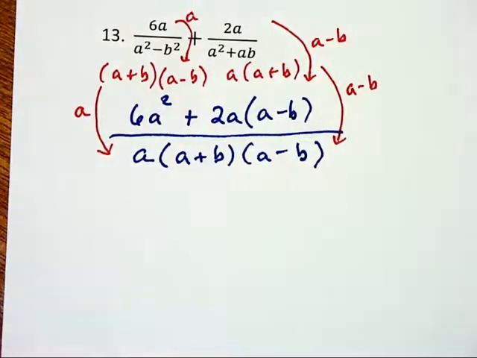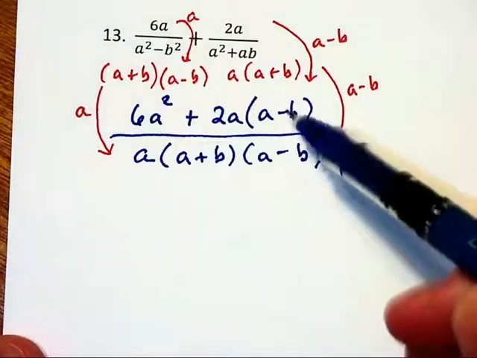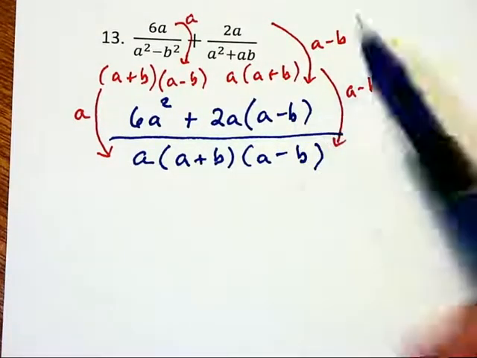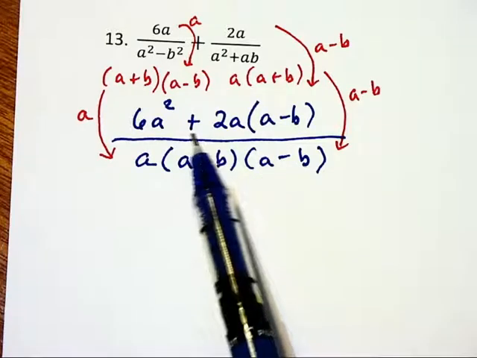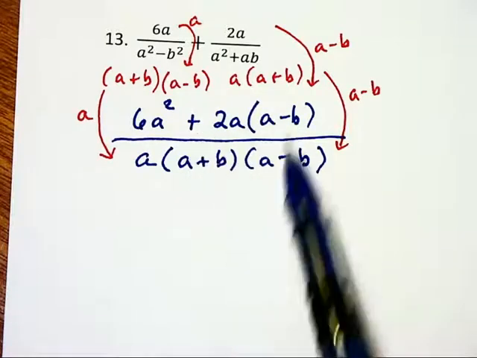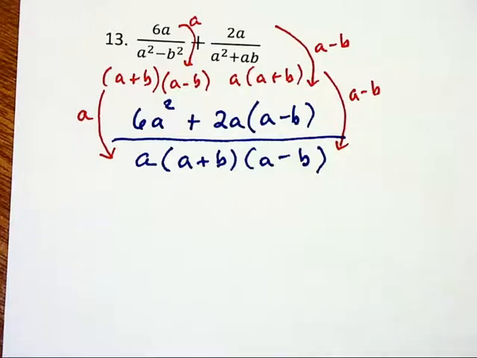A very common mistake is to cancel these a minus b's. That a minus b is not a factor of the numerator. It's got that addition sign up in that numerator, so you cannot cancel those yet, even though you see the two parentheses and it seems very tempting.